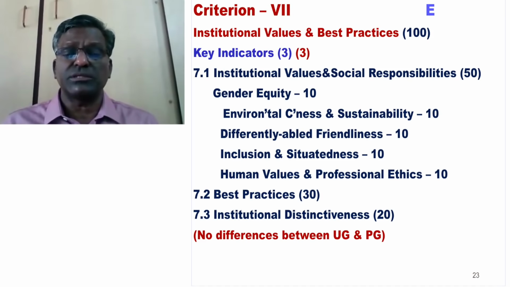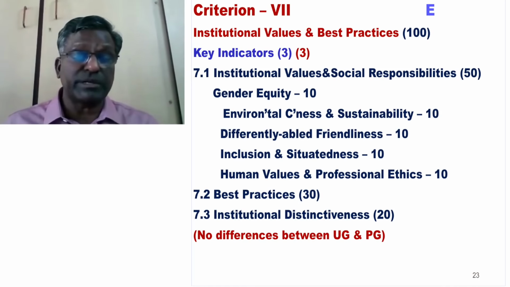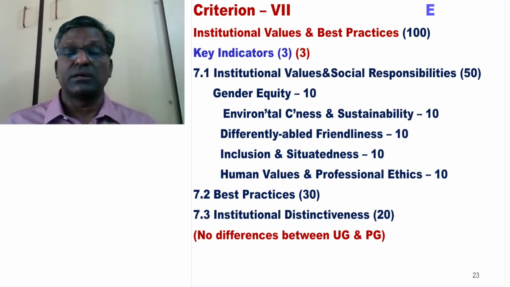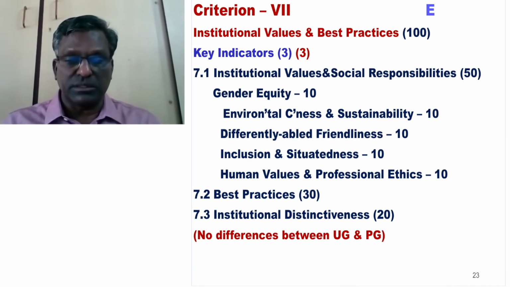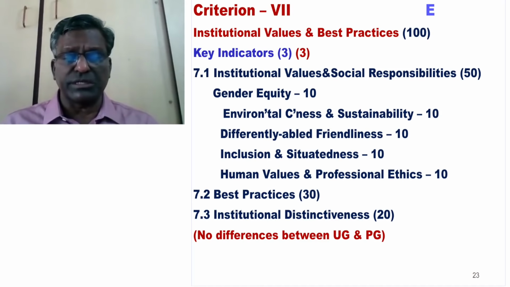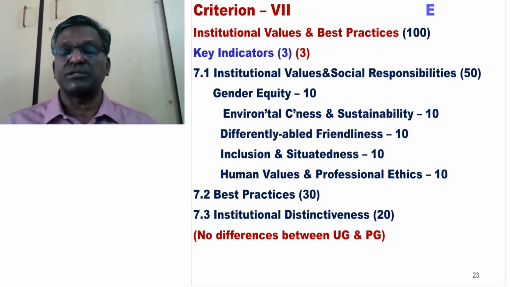Each institution has to talk about 2 of its best practices. I am sure there are many best practices. Probably every individual department has its own best practice. But the institution as a whole is expected to report 2 of its best practices when it prepares its SSR, self-study report. And the last one is something new. This was introduced very recently when NAAC revised its manual, and I was part of it. 7.3, institutional distinctiveness, which carries 20 marks.